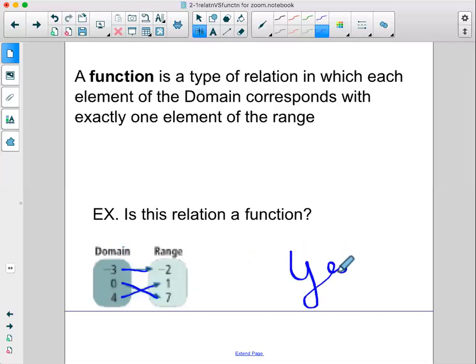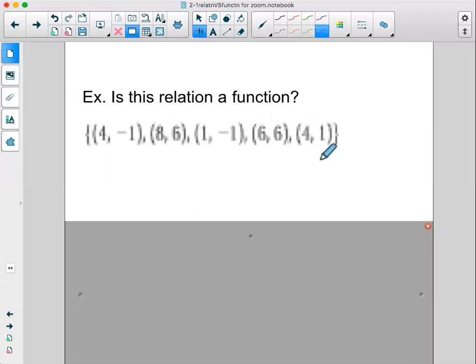So we would say, yes, it fits this definition, that it is a type of relation in which each element in the domain corresponds with exactly one and only one element in the range. So that fits. So now ask yourself about this one. Pause the video and see if you believe this relation is a function or not.